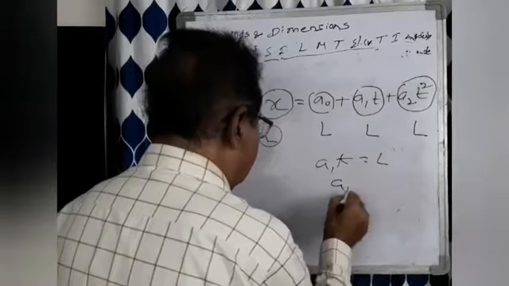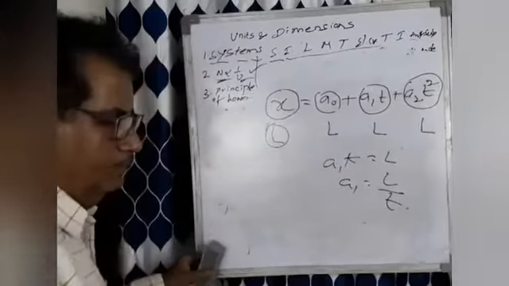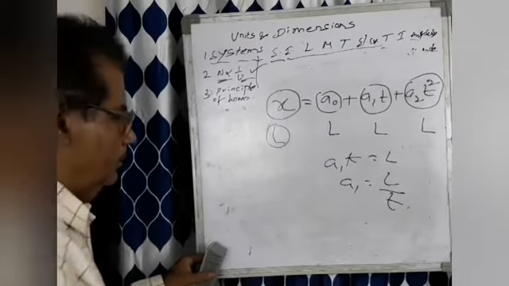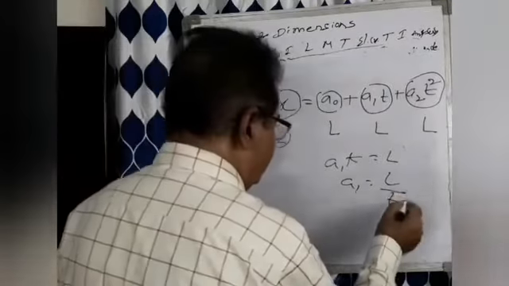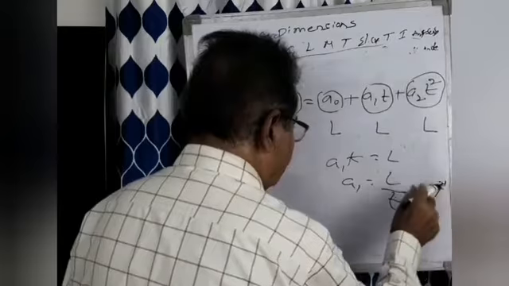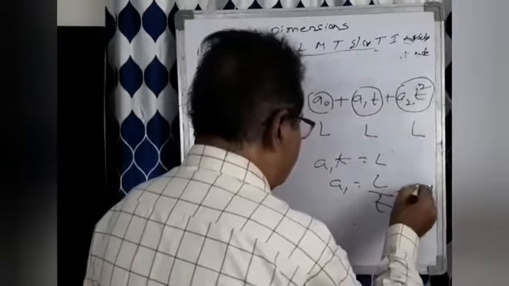What is A1? L by T. What is L by T? Velocity. Length by time is velocity, the rate of displacement. L by T, L power 1, T power minus 1. Yes, therefore here A1 becomes a velocity. A1 represents a physical quantity called velocity.